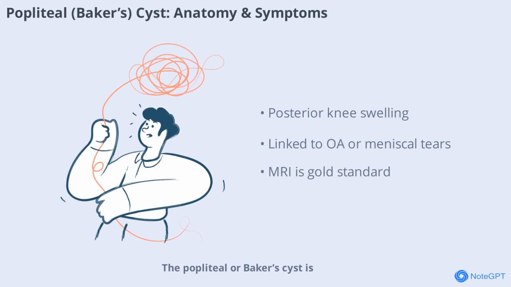Popliteal or Baker's cyst is a distension of the gastrocnemius-semimembranosus bursa, often linked to osteoarthritis or meniscal tears. Adults may experience posterior knee swelling, tightness, or pain, especially with underlying joint pathology. In children, these cysts are usually asymptomatic. MRI is the diagnostic gold standard, but ultrasound is also highly sensitive and practical for guiding aspiration or injection.